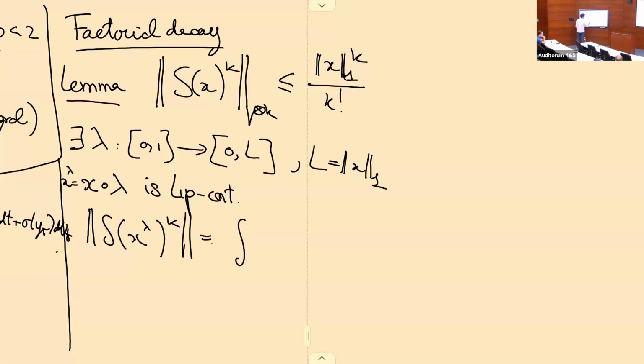This is equal to the integral over U1 ... UK less than L of X lambda U1 prime, it has a derivative, tensor ... tensor X lambda UK prime du1 ... duk. I put a norm here. Now I can put the norm inside and put an inequality here. So this is less or equal than this norm.